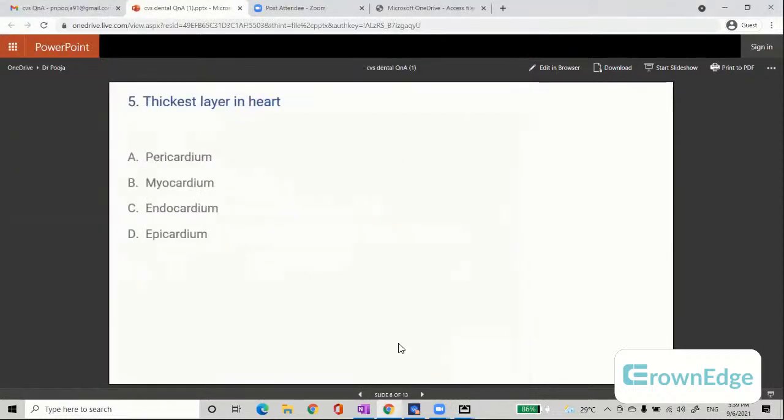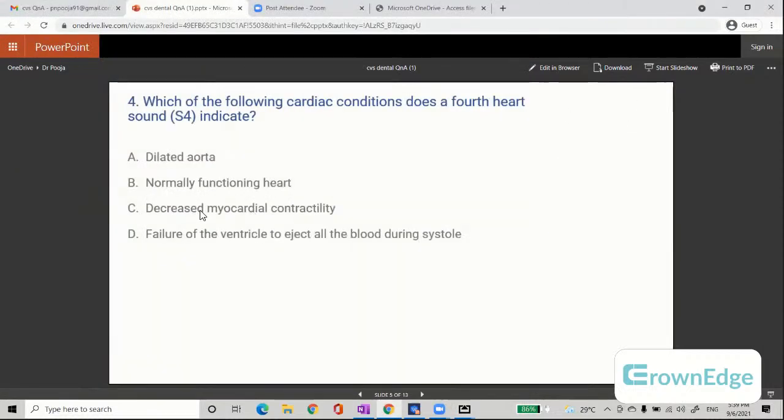So let's come back to our question, what is it saying to us? It is telling us that if you're hearing the S4 sound, what should be the abnormality? Can you tell the answer on the basis of this now? Dilated aorta, did we talk about aorta in any of the sounds? No. So this cannot be the answer, right? Normal functioning heart, I told you whenever the normal functioning of the heart is going on, S3 and S4 are not audible. So option B cannot be the answer.